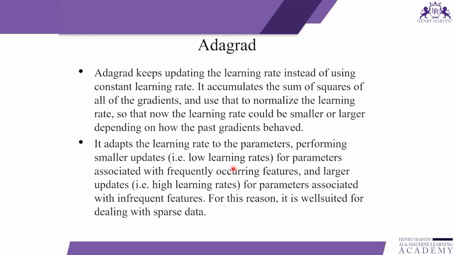So it adapts the learning rate to the parameters, performing smaller updates for parameters associated with frequently occurring features and larger updates for parameters associated with infrequent features. That is why it is well suited for dealing with sparse data. For a sparse feature input, where most of the values are zero, we can afford a higher learning rate, which will boost the dying gradient resulting from these sparse features. If we have dense data, then we can have a slower learning rate.